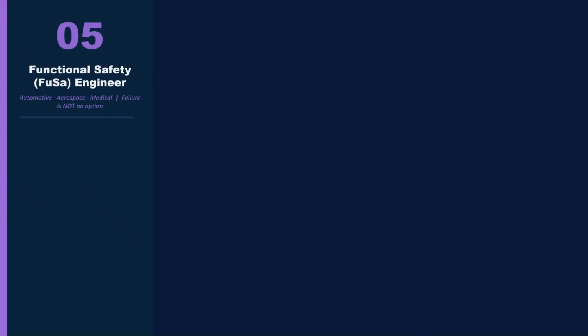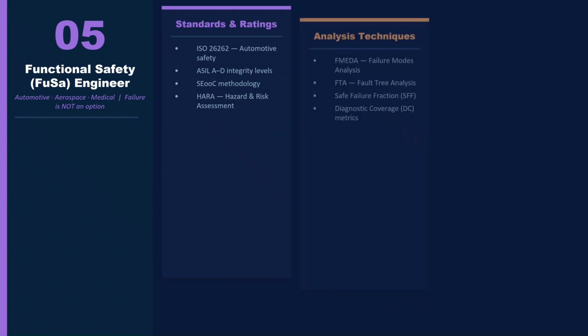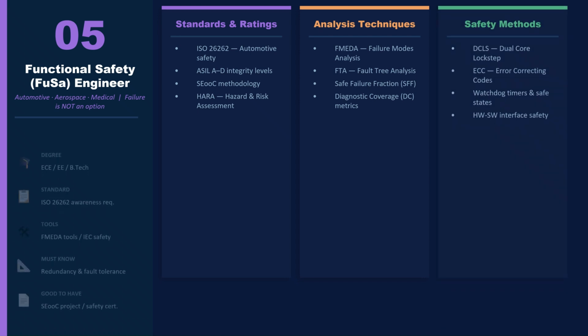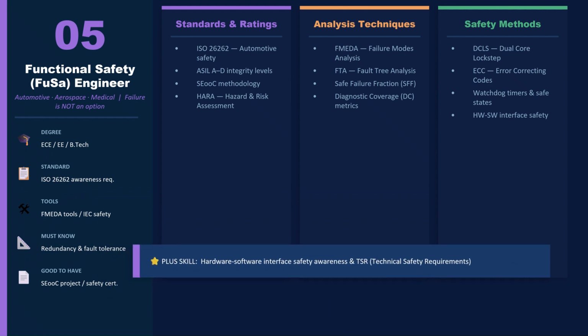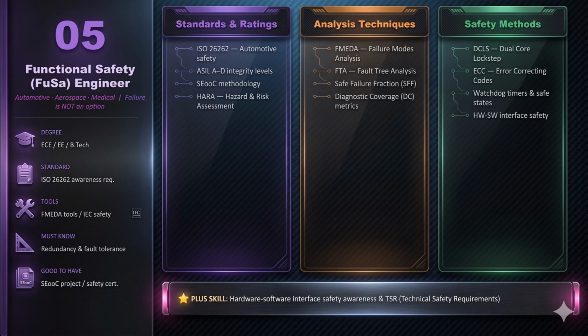Next role. Role 5. Functional Safety Engineer. This is the most specialized role, and it's growing fast thanks to EVs and ADAS. Functional safety engineers work on automotive chips where failure is not an option. You follow the ISO 26262 standard.